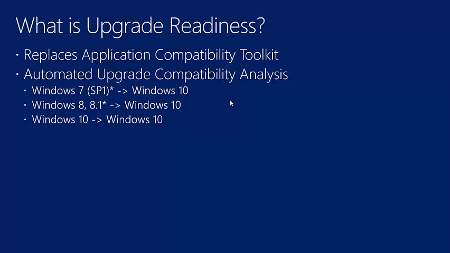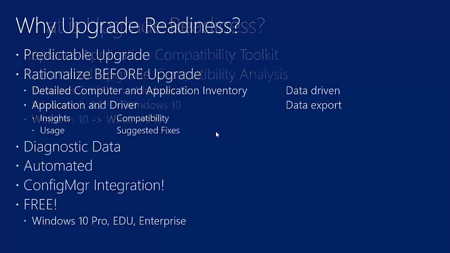Also, upgrade readiness is an automated upgrade compatibility analysis. This works going from Windows 7 to 10, Windows 8 to 10, and even Windows 10 to a new version of Windows 10, so bear that in mind. Now, in order to use upgrade readiness with Windows 7 and Windows 8.1, you may very well need to apply some hotfixes, so keep that in mind. I'll share more on that later.